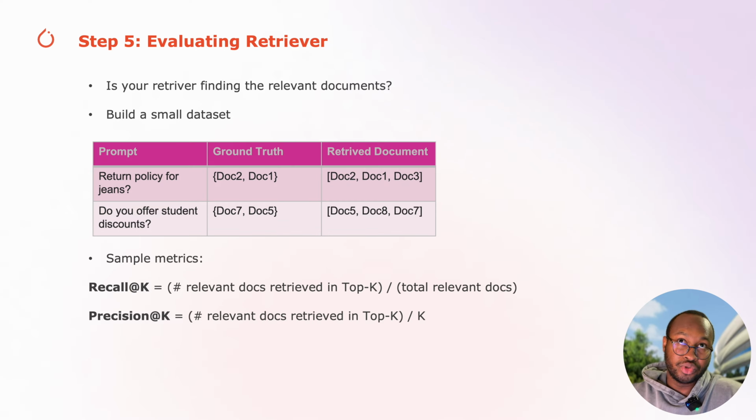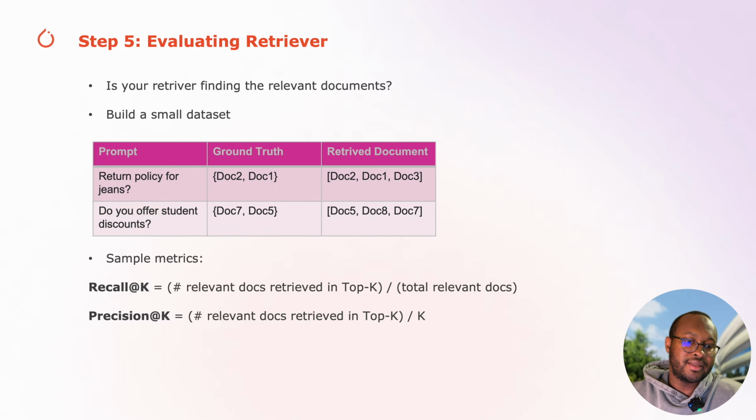Now, let's say you have built the retriever. How do you evaluate it? What you can do is build a sample data set for multiple prompts and create ground truth and also retrieve documents from the retriever. So let's say for this prompt, return policy for jeans, you know the ground truth is document 2 and 1. And let's say the retriever got document 2 and 3. And you do this for multiple prompts. So you build a small data set, then compute recall and precision at K. Okay, K is the top K documents.